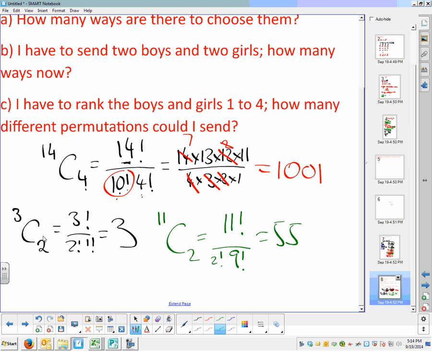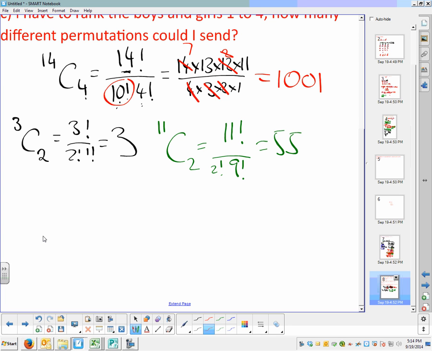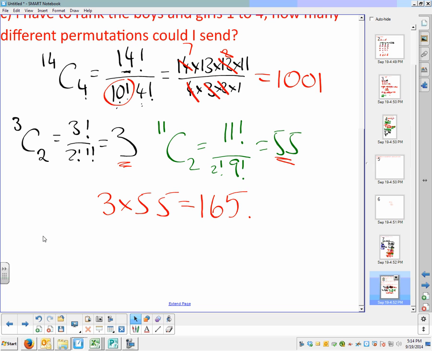So how many ways are there to choose 2 boys and 2 girls? Well, 3 ways to choose the girls, 55 ways to choose the boys. 3 times 55 is 55, 110, 165. That's how many ways I could choose them. And then the last question, and this bit is for you: there's 165 ways to choose the 2 boys and 2 girls that I would send.